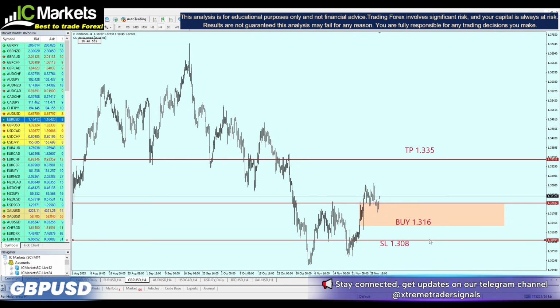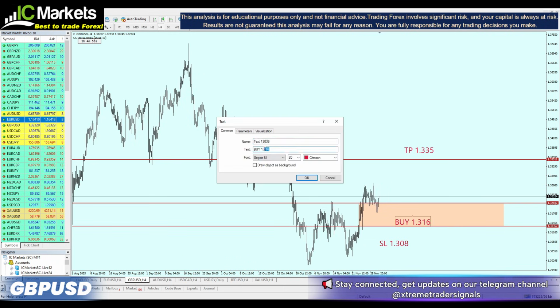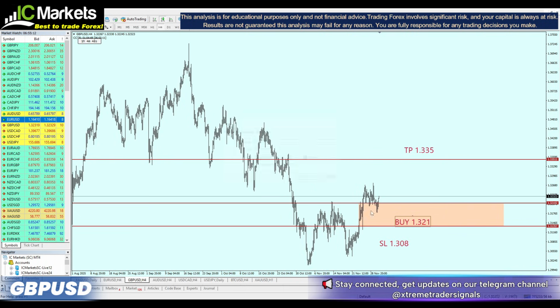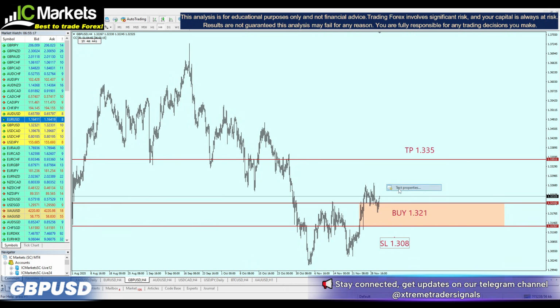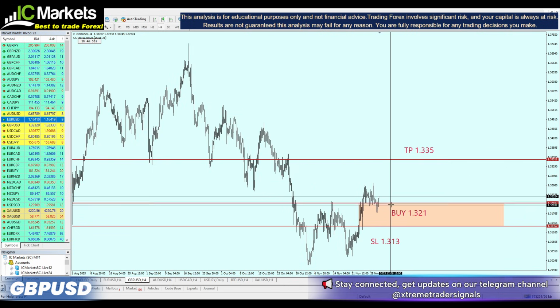Let me just do the signal right here in front of you right now. No need to pause the video, I think. Let's buy at 1.321, and the stop loss is gonna be right at 1.313. Therefore, our next TP is gonna be around 139 pips against 76 pips of a stop loss. Let's now move to the AUD USD.